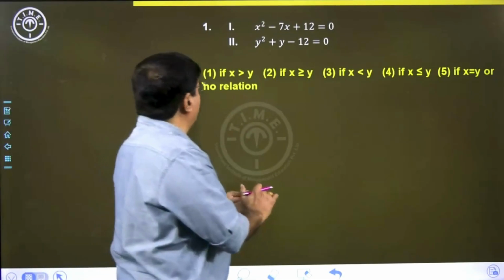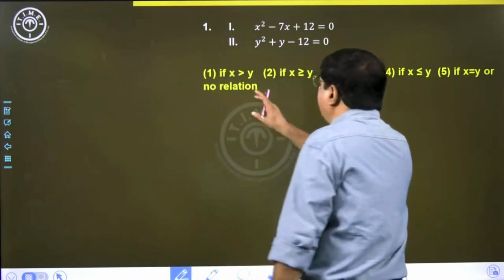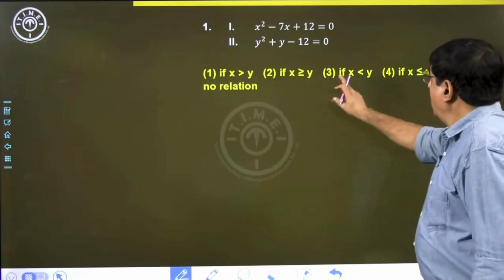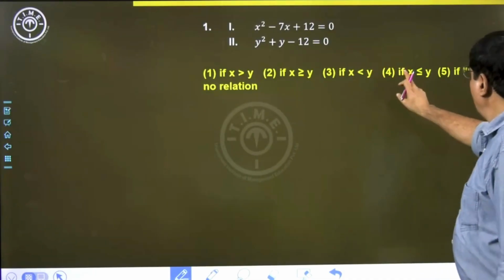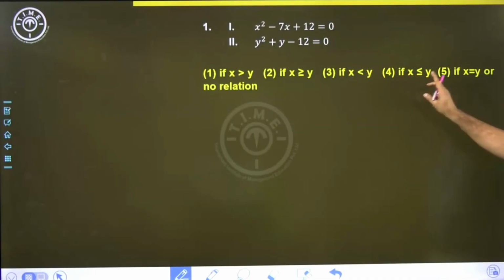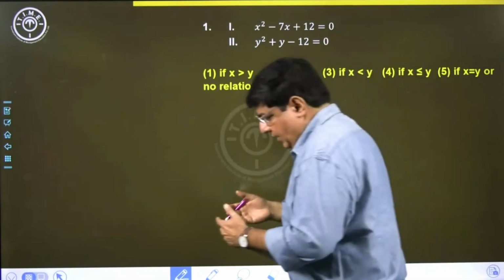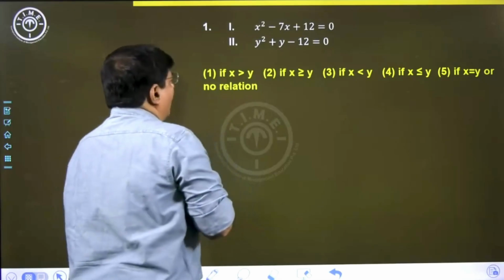What are the directions here? Option 1, if x is greater than y. Option 2, if x is greater than or equal to y. Option 3, x less than y. Option 4, x less than or equal to y. Option 5, either x is equal to y or there is no relation. So let us start solving these equations.